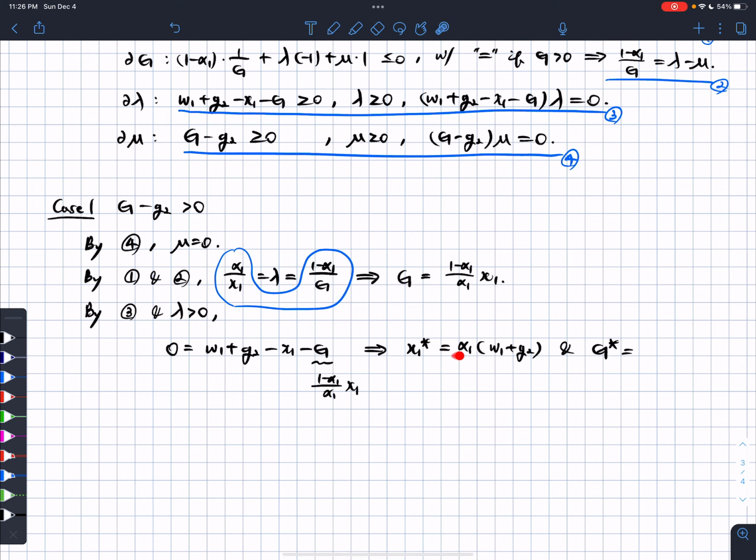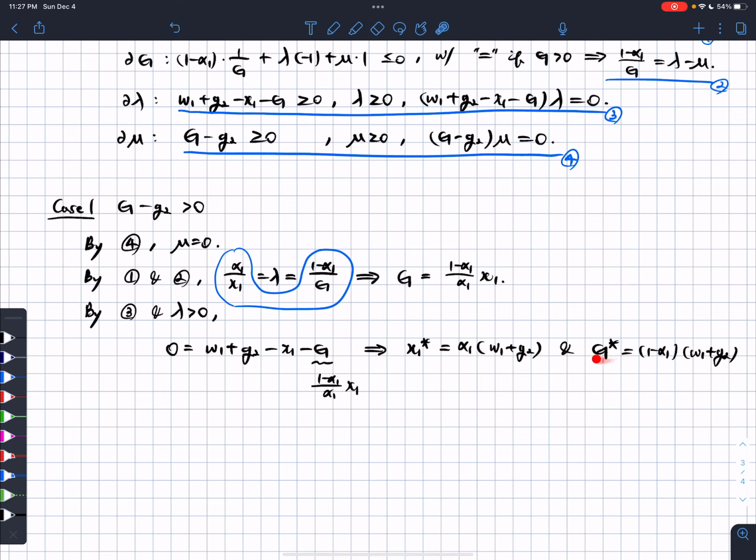Now you plug this into here, right? So plug this into here, then you will have what? Alpha 1, they cancel out. So we have 1 minus alpha 1 times this much. Okay. So this is the solution when this much is the case.